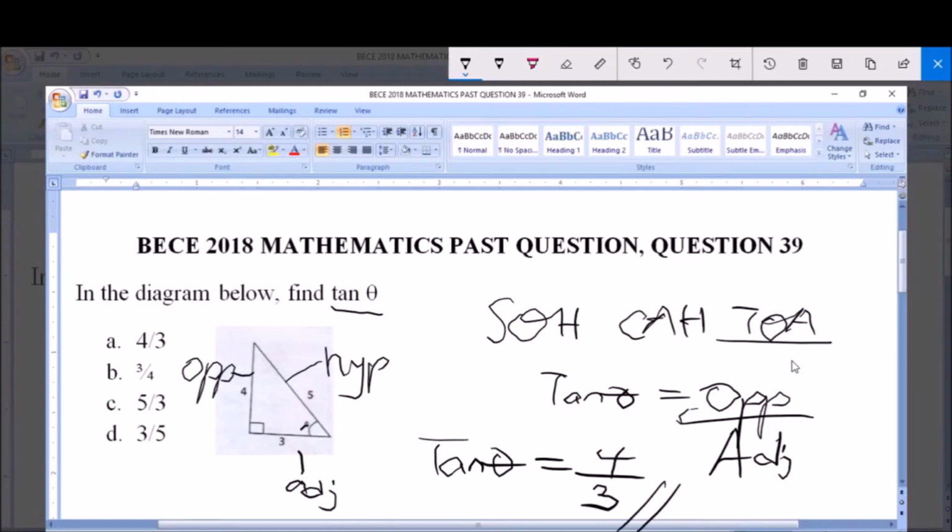Now from the options, option A says 4/3, which is correct. It corresponds to our answer. B says 3/4, which is wrong. C says 5/3, wrong. And D says 3/5, which is wrong. So option A is the correct answer, 4/3.